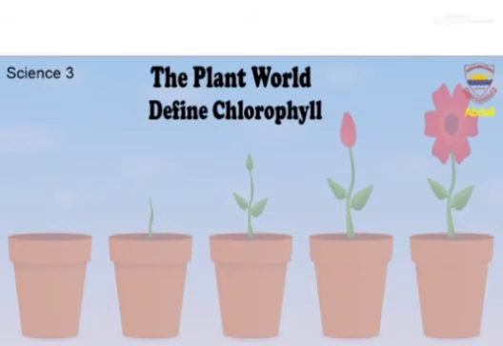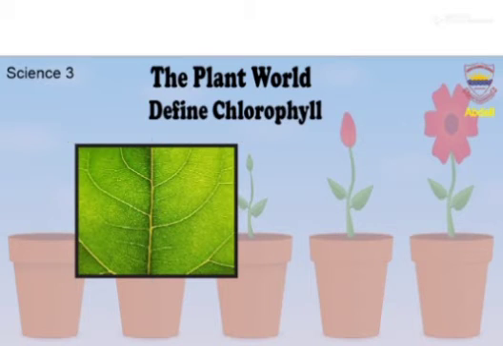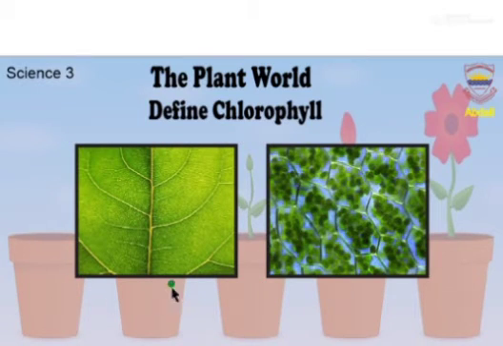Students, let's discuss chlorophyll. Do you know anything about chlorophyll? Leaves contain a substance called chlorophyll. As you can see, leaves contain a substance called chlorophyll. Chlorophyll changes the sunlight. What is chlorophyll? Leaves contain a substance called chlorophyll.